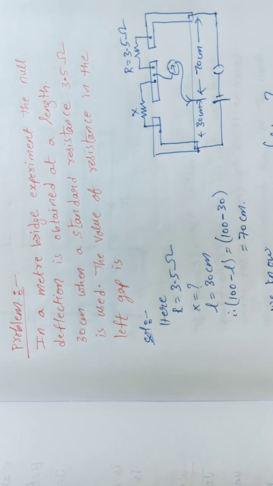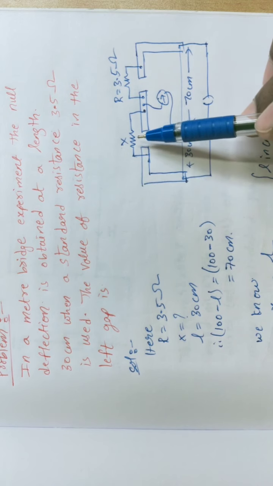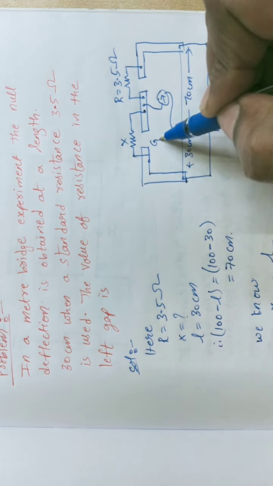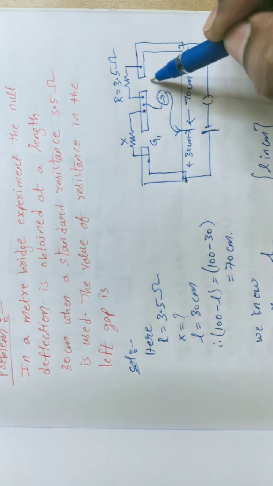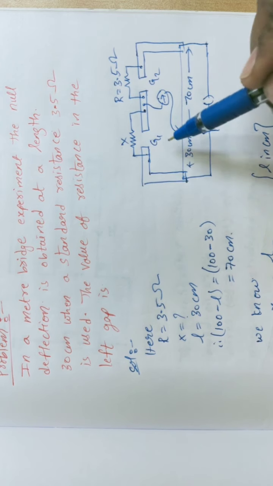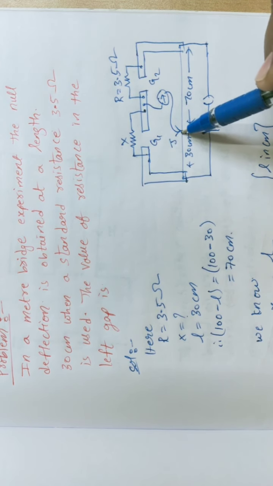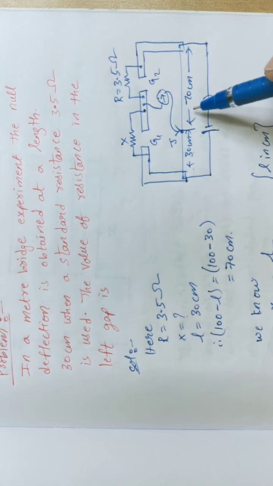So for getting an idea, here we are introducing a diagram like this. In the left gap, that is in G1, the X resistance is present. In the right gap, in gap G2, the resistance 3.5 is present. Here the galvanometer jockey gets zero deflection at a point 30 centimeters, so we are taking this as the null point. Total distance is 1 meter, so 30 centimeters means the remaining part is 100 minus 30, that is 70 centimeters.